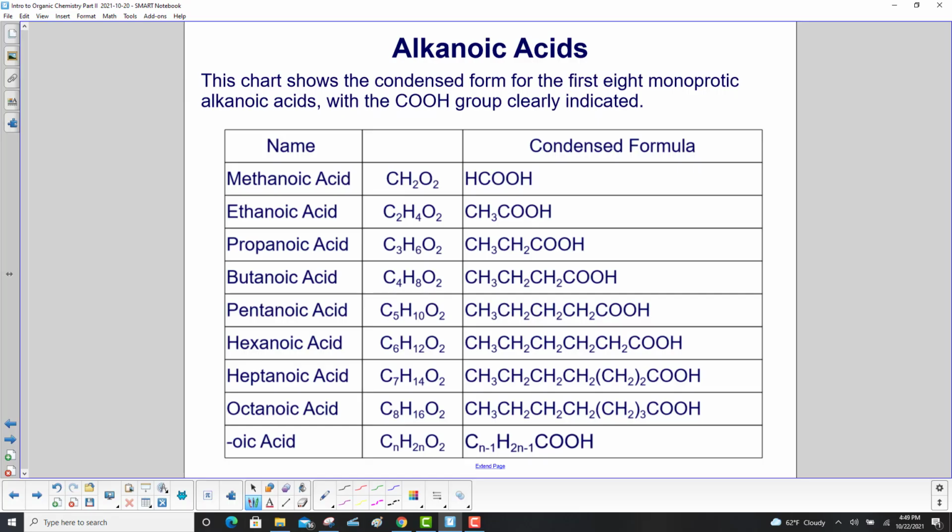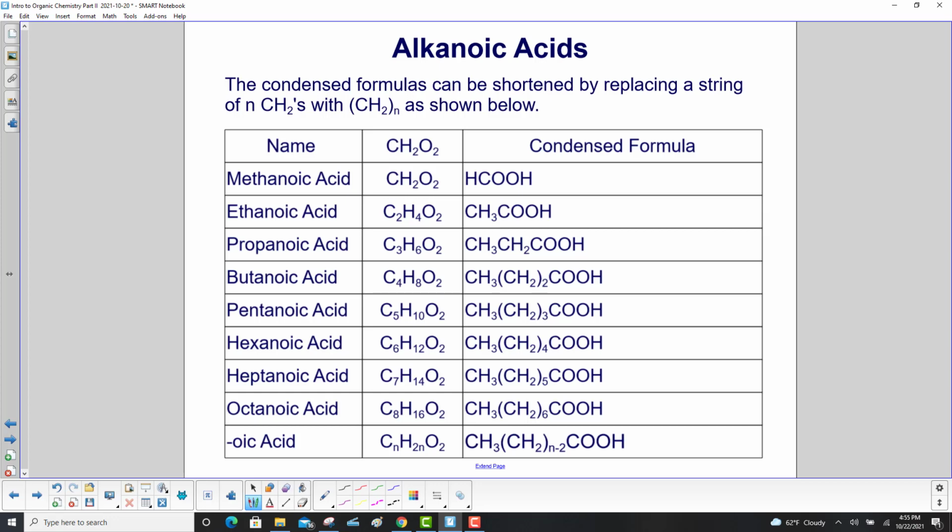This chart shows the condensed form for the first 8 monoprotic alkanoic acids with the carboxyl group clearly indicated at the end here. So we're just rewriting it. So our formula now, instead of CnH2nO2, we took one of the carbons out, put it over here, and what did we do? We took one of the hydrogens out. So we have to subtract 1, and there's the hydrogen, and then we still have our carboxyl group over here, which has the 2 O's in it.